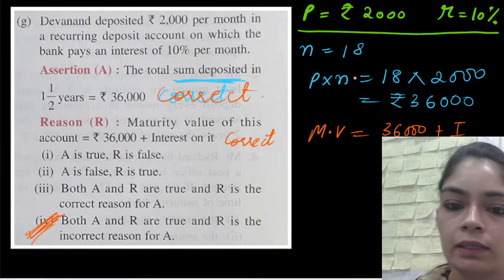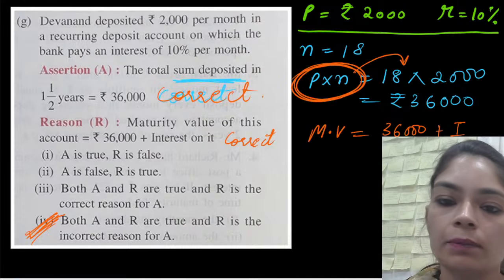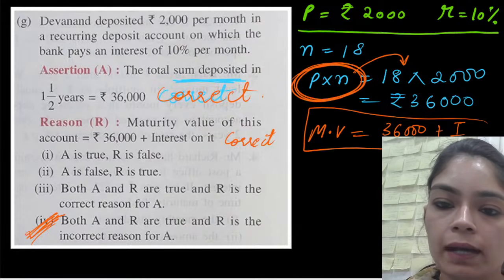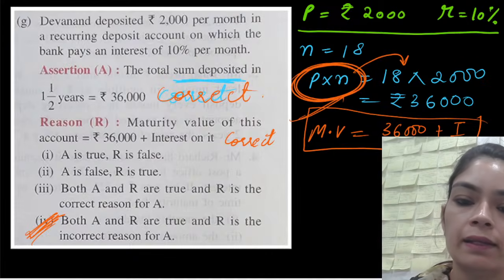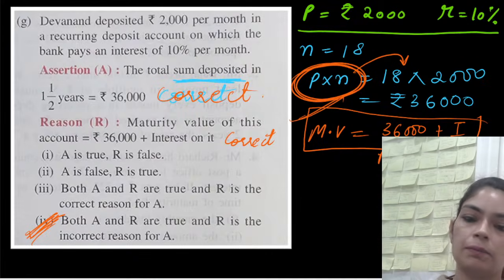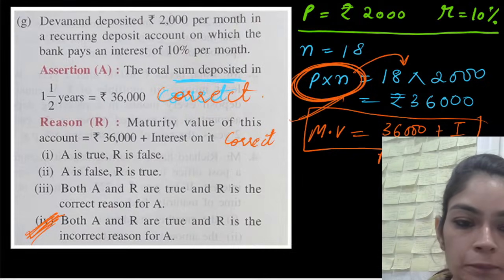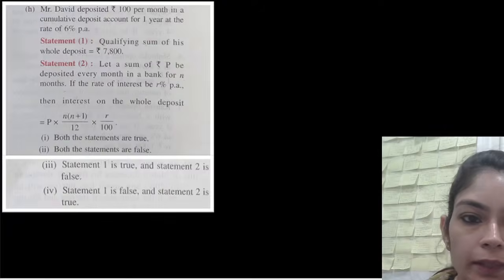But what is happening in this one? We are using this formula P into N to find the total deposit, and for the maturity value they are telling it's P into N plus I. So both are independent statements. They are not related. Okay, let's do the next one.